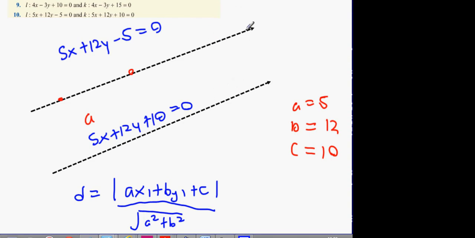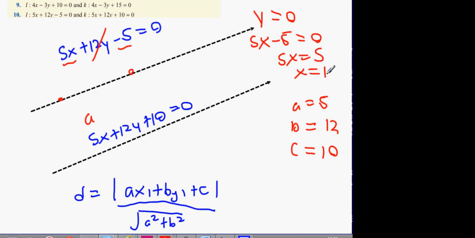So here's what I'm going to do. See the 5x and the 5? They divide nicely into each other. So let y equal 0, and then we're going to find out what point satisfies this line. If we let y equal 0, we get 5x minus 5 equals 0. 5x equals 5. X equals 1. The point (1, 0) is on this line. Then we can now use (1, 0), and once we know that, we can find this perpendicular distance to the line, D.